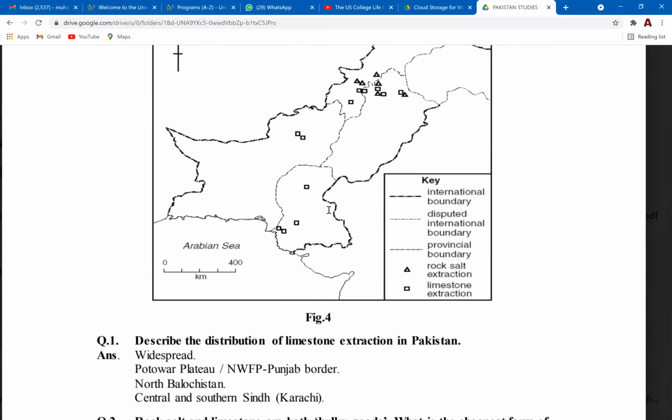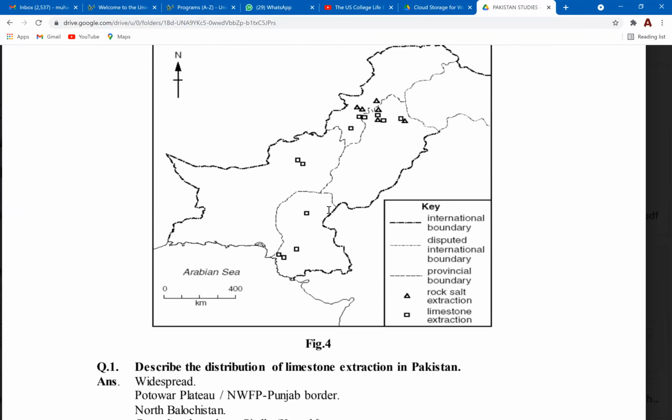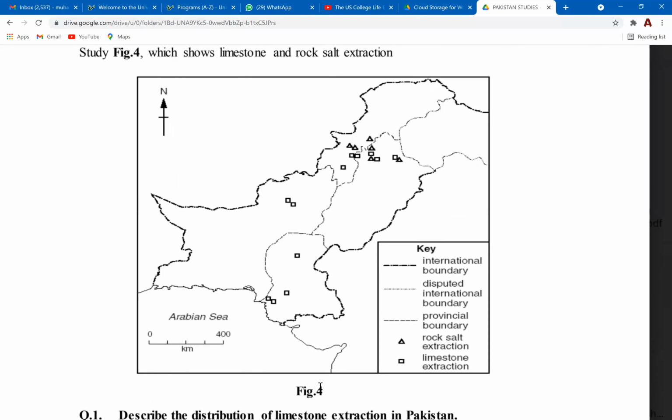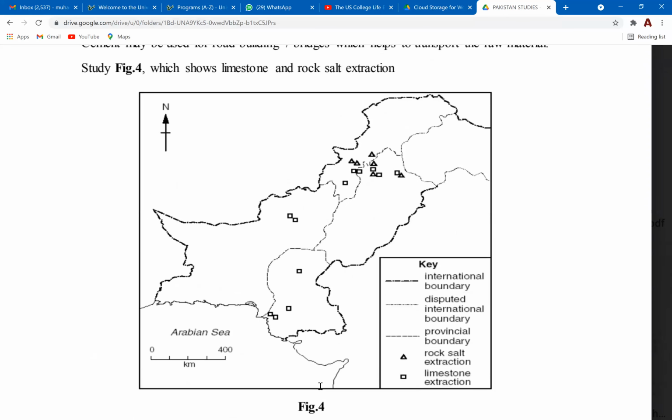Okay, now here's a question regarding the map. Guys, study this map carefully. These triangles are rock salt extraction areas, and these squares are limestone extraction areas. The question is, describe the distribution of limestone extraction in Pakistan. If I tell you that this is a 4-mark question, how would you describe the extraction of limestone in Pakistan by looking at this map? Open question for everyone.